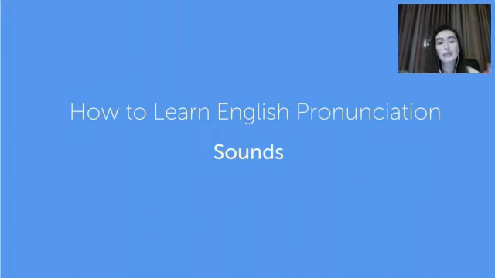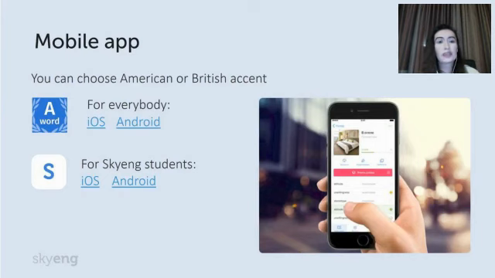So how to learn to recognize all the English sounds? Well, actually, we have an application called iWord for students and non-students, and it helps to learn words. It is based on the method of interval repetitions. And the most interesting part for our topic today is that you can choose the pronunciation, American or British. Those who already use it, please write in the chat whether you like this application.